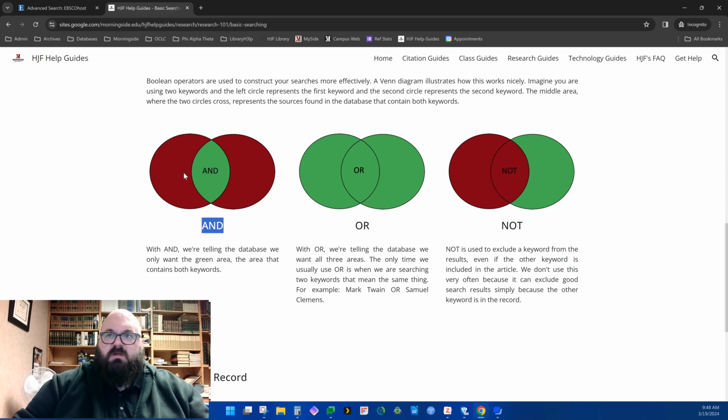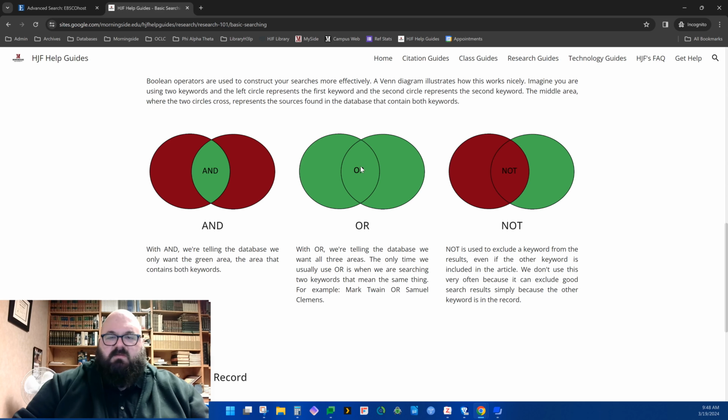Starting with and: if we imagine we have education in this circle, and we're in Academic Search Elite, all the articles that have the word education in them are included in this circle. All the articles in Academic Search Elite that have the word earnings are in this circle. The middle section is where they cross, where they have both. So when we say and, we're saying we want the middle section, the one that has both. If we use or, we're telling it we don't care which term it's using. We want this side, or anything in between. We want all of it.